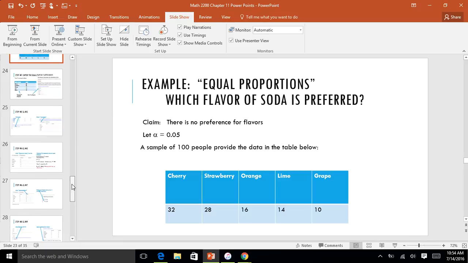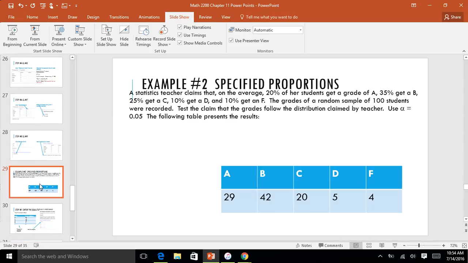So what happens if I don't have equal proportions? So here's the thing. A statistics professor believes that she gets a certain proportion for her grades. So for A's, she gets 20%. For B's, she gets 35%. For C's, she gets 25%. For D's, she gets 10%. And for F's, she gets 10%. Okay. So she got 29 A's, 42 B's, 20 C's, 5 D's, and 4 F's.